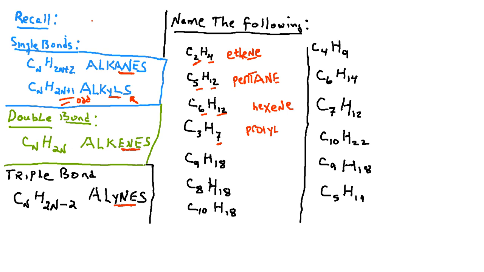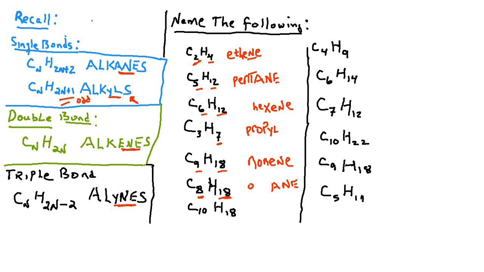Fun fact, rubbing alcohol is made of propyl alcohol. Okay, 9, 18, so that's n, 2n. So again, it's an ene. 9 is non, so this is nonene. Okay, it's not too hard. Here we have 8, and 2 times 8 is 16 plus 2, so this is an alkane. 8 is oct, so this is octane, right?